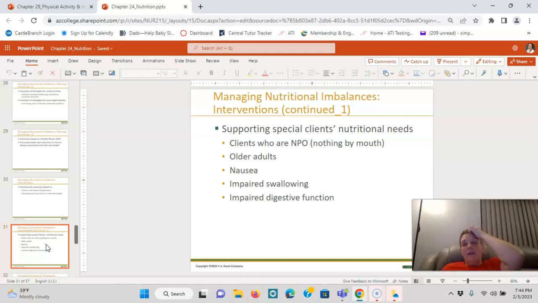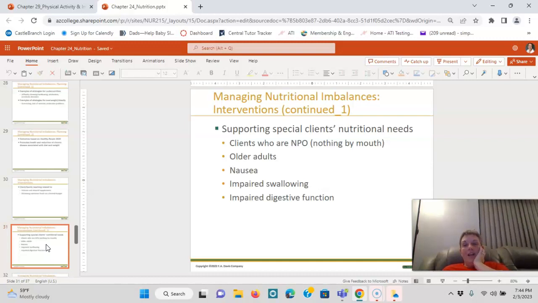Impaired swallowing. Impaired swallowing we did in the lab. Think about thickener. We might have to thicken up their food. We might have to go mechanical soft, pureed, or liquids. How else do we deal with impaired swallowing? Thickening their foods and telling them chin to your chest when they swallow so that it goes down the right tube.